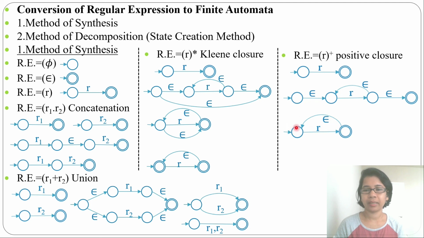Single R, then it will accept 2R, 3R like this. This is the same as this, just it is not accepting epsilon. Here it is accepting epsilon, here it is not accepting epsilon. So that's why we are not using this transition. We are not using this. In the next lecture, I will explain the state creation method. Thank you.